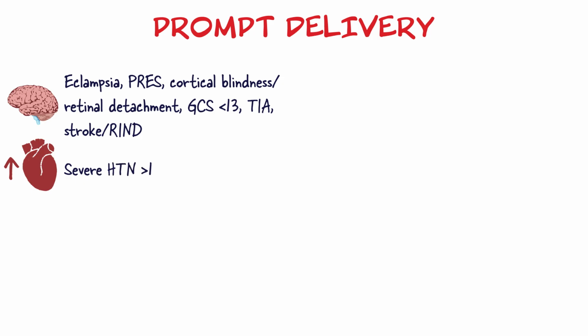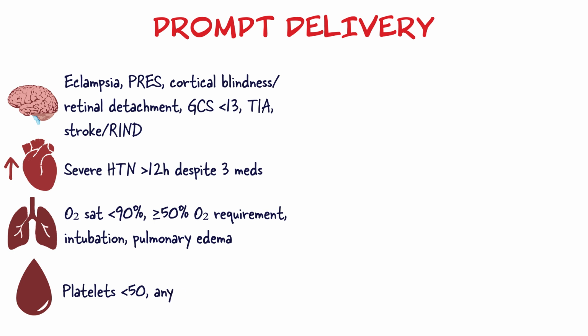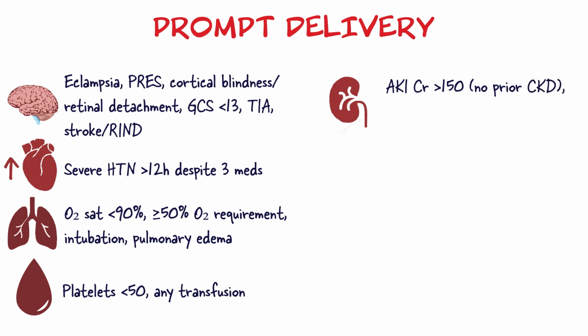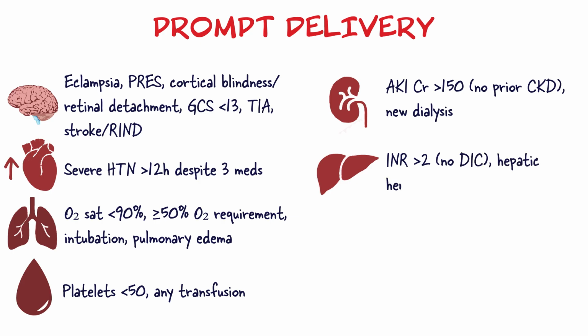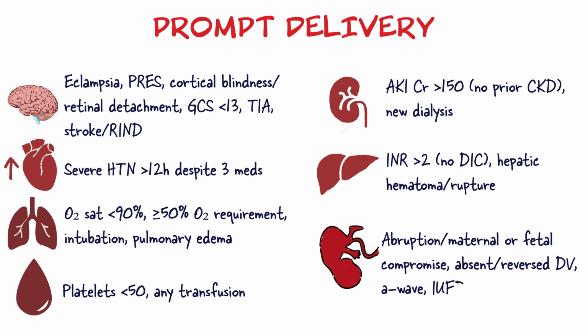uncontrolled severe hypertension over 12 hours despite 3 antihypertensive agents, oxygen desaturation below 90%, the need for 50% oxygen supplementation or more, intubation, pulmonary edema, platelet count of less than 50, transfusion of any blood products, acute kidney injury with creatinine above 150 without prior renal disease, any new indication for dialysis, hepatic dysfunction with INR above 2 without disseminated intravascular coagulation, hepatic hematoma or rupture, abruption or evidence of maternal or fetal compromise, absent or reverse ductus venosus A-wave by Doppler velocimetry, and intrauterine fetal demise.